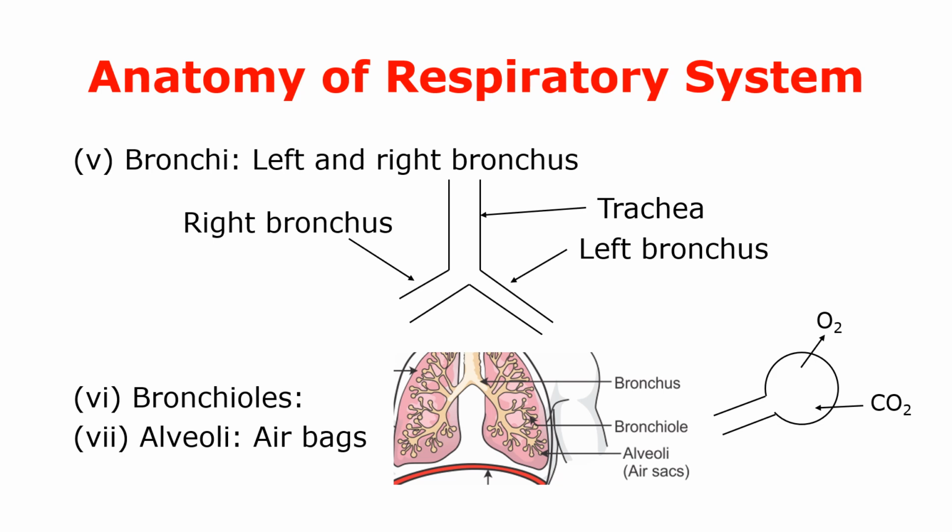Next is bronchioles. They are formed by the division of the bronchi. Bronchioles are the small branches of the bronchi and they do not have any cartilage. Then comes the alveoli or the air bags. They are the final terminations of each bronchioles. They contain a thin layer of epithelial cells surrounded by a number of capillaries. Exchange of gases takes place through the walls of these capillaries.